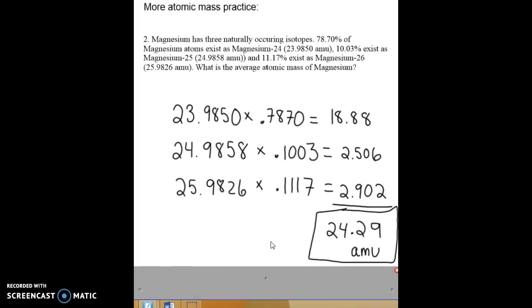I've given you some homework problems and worksheets on this, and you will be expected to know this for your atomic mass quiz.